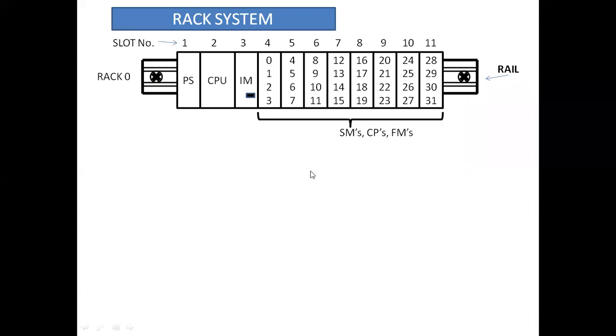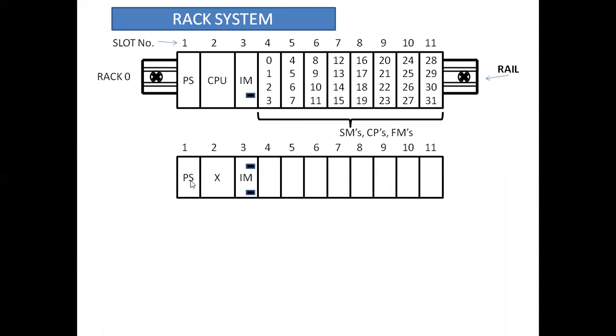But if we are expanding to the next rack, one more rack, here also we can connect one power supply, but no CPU here. Then we have to connect one IM in slot number 3. So IM to IM communication will be there. This means only one CPU can handle more IOs which are expanded using IM. Then in slot number 4 to 11 we can add more IO modules. But the distance between these two racks, called expansion rack 1, will be 10 meters only.